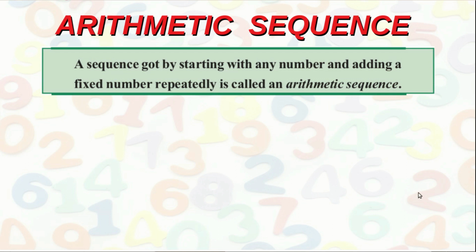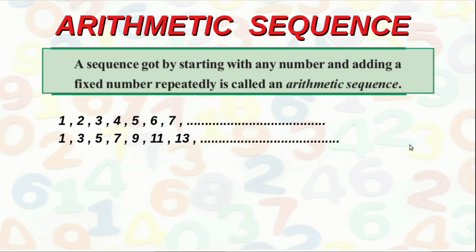Now consider some examples for arithmetic sequence. 1, 2, 3, 4, 5, 6, 7: the natural number sequence or counting number sequence. It is an arithmetic sequence. Its first term is 1, and what is the number added repeatedly? 1 added repeatedly. The odd number sequence starts with 1 and 2 added repeatedly. Next, 2, 4, 6, 8, etc.: the even number sequence starts with 2 and 2 added repeatedly.